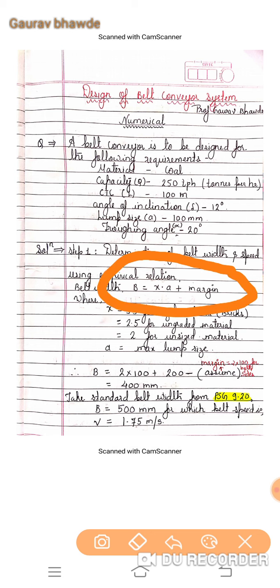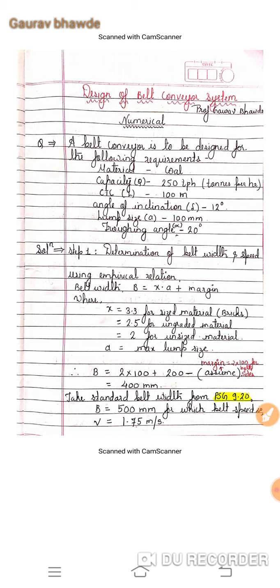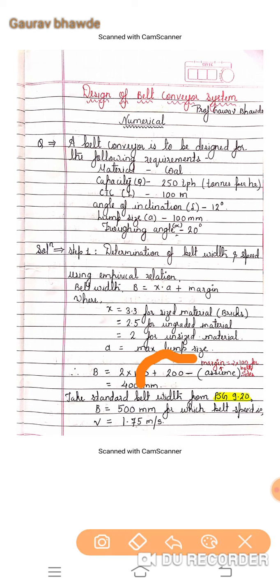This is that empirical relation, where belt width denoted by B is equal to x dot A plus margin, where x is equal to 3.3 for sized material like brick, 2.5 for ungraded material, and 2 for unsized material. Here in this case we are using x equal to 2. And margin we are assuming as 100, and margin is from both the sides, so 100 into 2, so 200. So here you can see the value of margin to be put is 200.